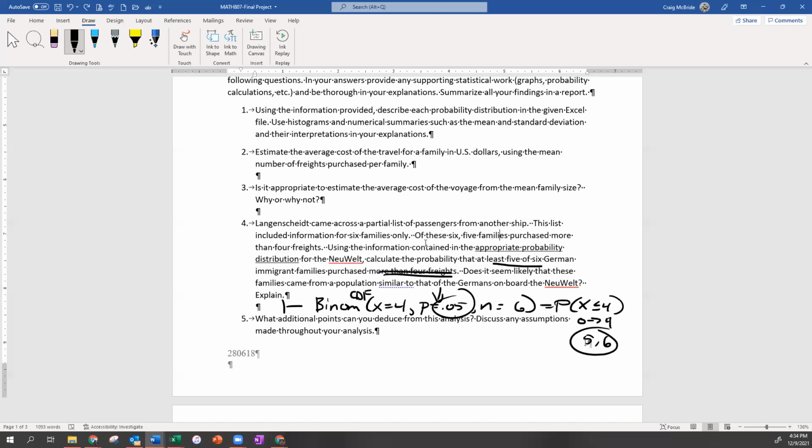Well, something I'm not doing correctly. No, it is a very simplistic way, and that should lead you to think that it's probably not an appropriate way to estimate the average, which is what number 3 asks you about, and then discuss why or why not.